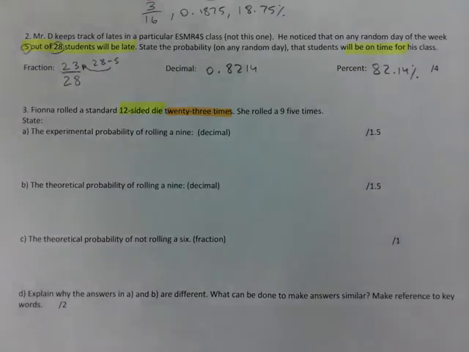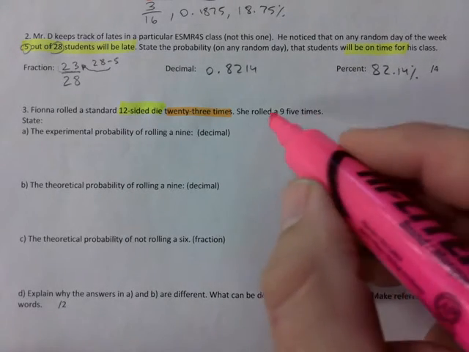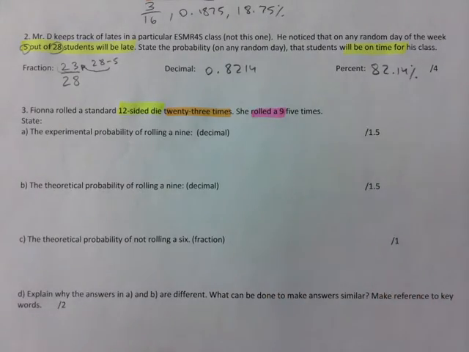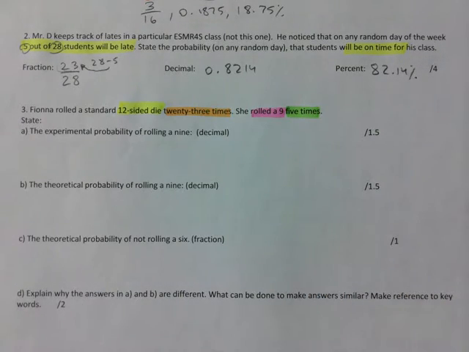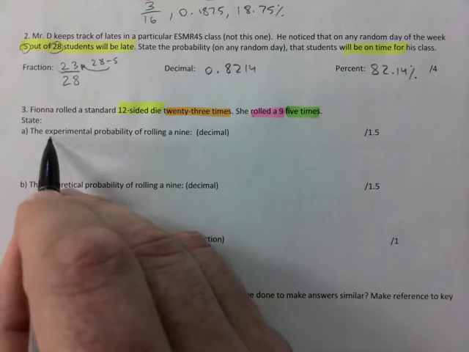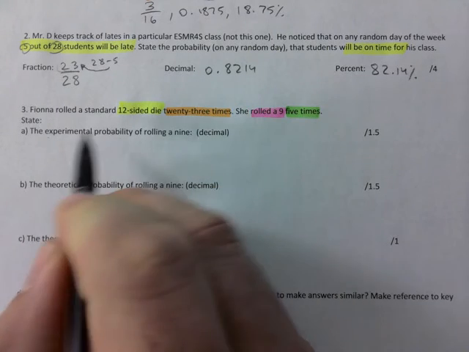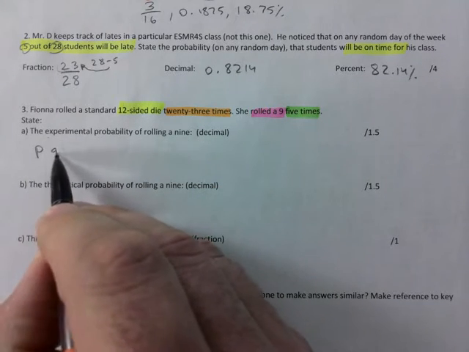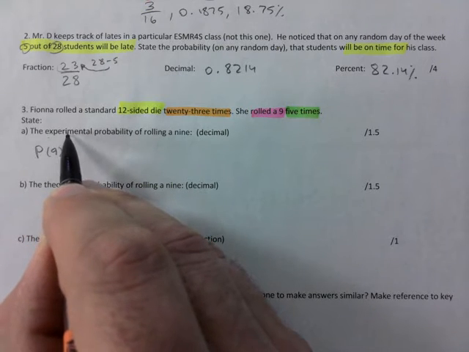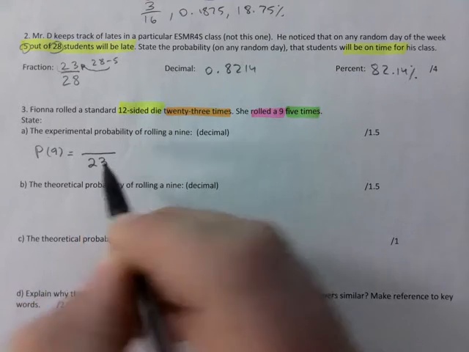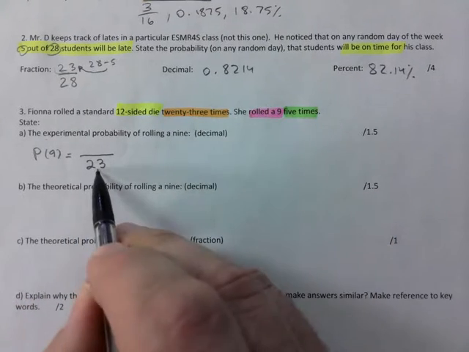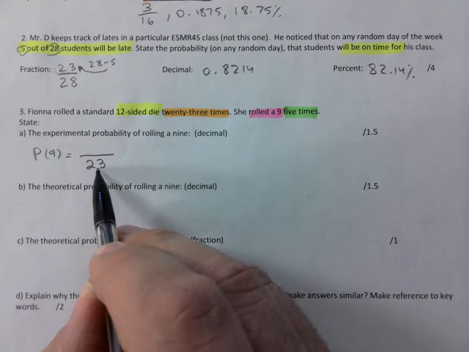If you haven't bought into the highlighter, I've told you, get your highlighters. And you rolled a 9, how many times? 5 times. There's a lot of things going on there. What's the experimental probability of rolling a 9? In terms of the experiment, what actually happened, you rolled it 23 times. That's where you get that. And how many times did you get a 9?